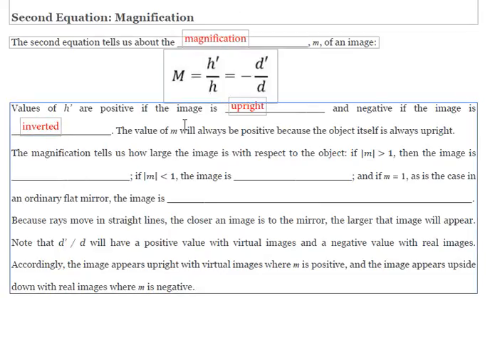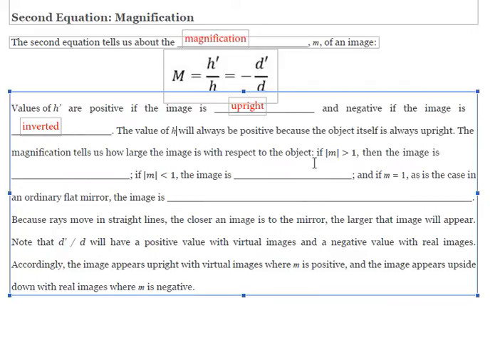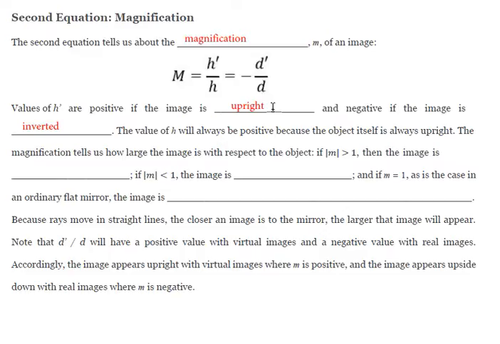That one is actually an error here. That should say the value of H will always be positive because the object always has to be upright. So you might want to scratch that out and forget the last thing that I said right before this. The value of H is always positive because the object itself is always upright. Alright, so here we go.